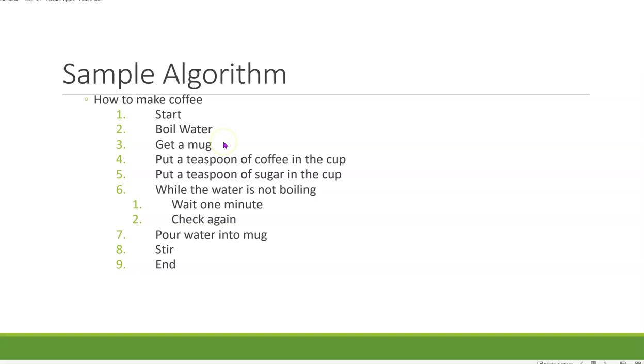First step would be boil some water, get a mug, put a teaspoon of coffee in the cup, put a teaspoon of sugar in the cup. While the water is not boiling, wait 1 minute, check again. Wait 1 minute, check again. Finally, when we're done, we pour the water into a mug, we stir, and then our process of making coffee is done. The next process might be drinking coffee.